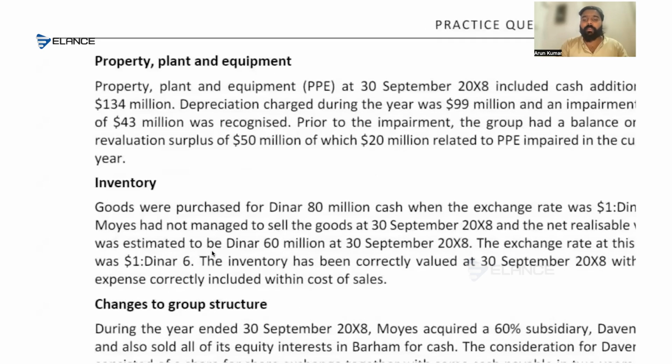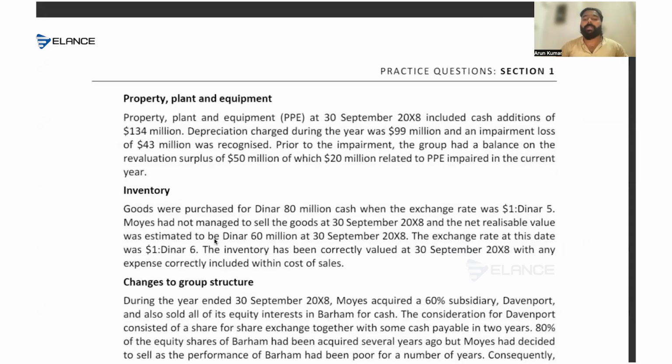Now read the inventory portion, the last and final adjustment. The goods were purchased for 80 million dinars cash when the exchange rate was $1:5 dinars. Okay. So first of all, we have to convert it to our home currency, right? Our home currency is dollars. So convert it, guys. How will you do the conversion? Yes, it is 16, right? 80 divided by 5. Yes.